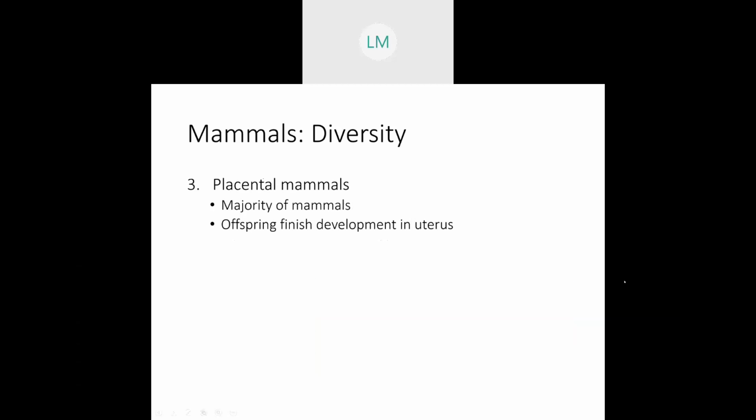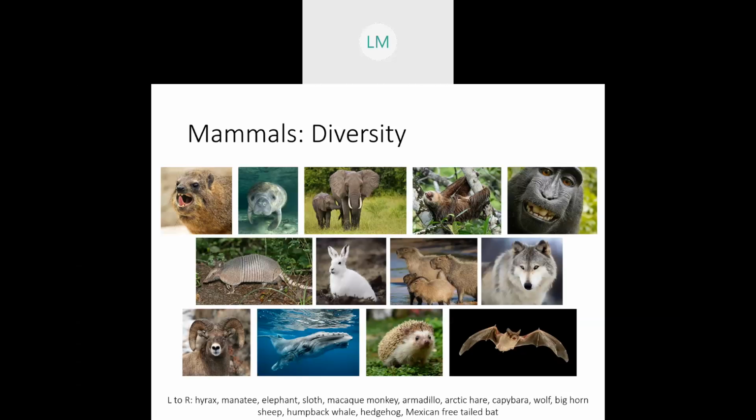And then the third group of mammals we have are our placental mammals. This is most mammals that we're talking about. If you are not a marsupial and you don't lay an egg as a mammal, you are a placental mammal. So this offspring is going to finish the development inside the uterus in the mother's body. So a huge variety of diversity here, right? This could be a whole semester as well.